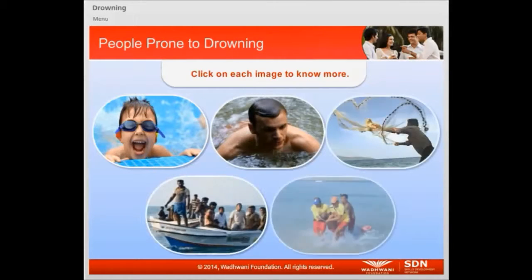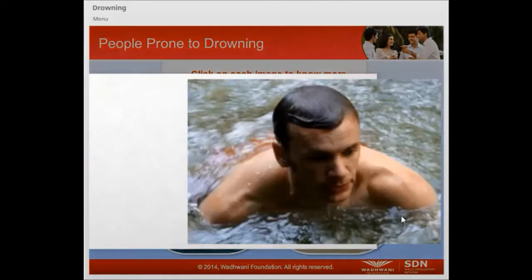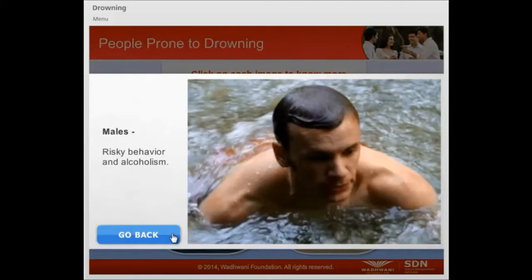Let us understand who all are most prone to drowning. Click on each image to know more. Children. Children under the age of 5 years have the highest drowning mortality rates worldwide. The risk factor increases due to lapse of adult supervision. Males. Males are more likely to drown than females because of their risky behavior and alcoholism.